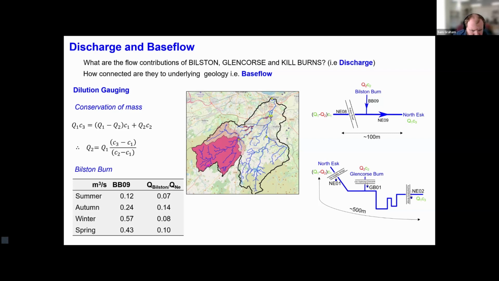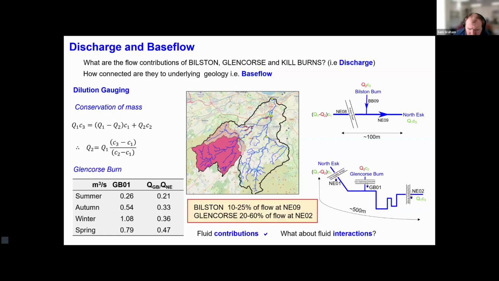But what we find is that over the year, the Bilston is contributing up to about 10% of the flow in the North Esk downstream of that point. So that's a constraint on the fluid flow out of there. Similarly for the Glencorse upstream, that's contributing potentially up to half of the water downstream of its confluence. But the variability in that can be attributed to the fact that there's a reservoir at the top of it.